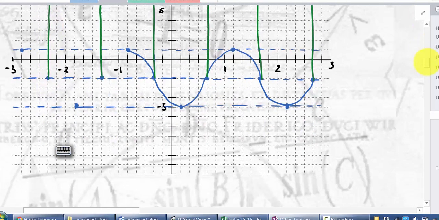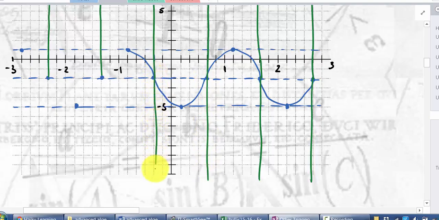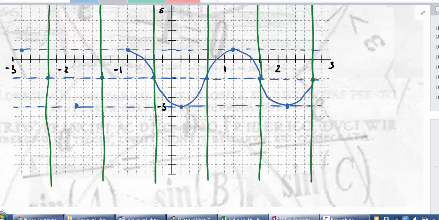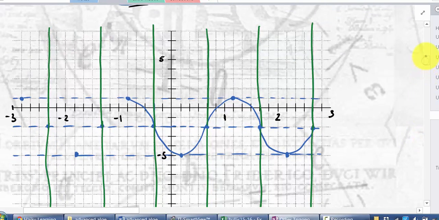Let me draw the other side of these lines. Here we go. All right, here we go. Here's your vertical asymptote. And then what?